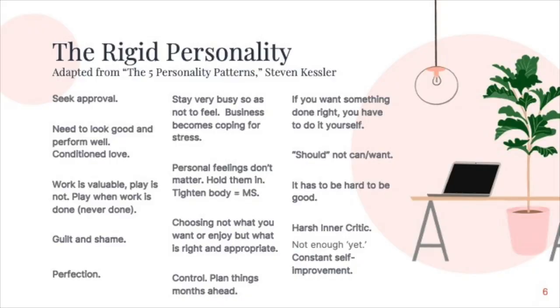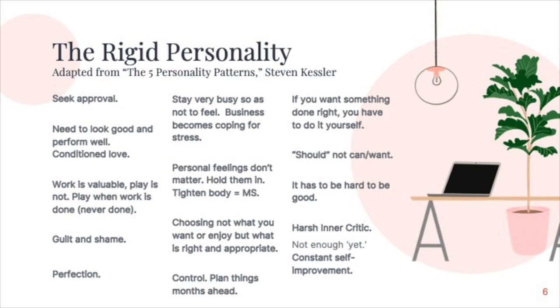I want to start with the rigid personality because this is where some of the big things really show up in the MS traits. One is always seeking approval, to look good, to perform well. Love is kind of like, if I do something for you, then you will love me, right? So it's a conditioned love rather than an unconditioned love. I just love you, like a puppy, right? You can do whatever, you still love them. With the rigid personality, there's the belief that work is valuable, that play is not. It's like play when work is done, but work is never done. There's always something more to do.